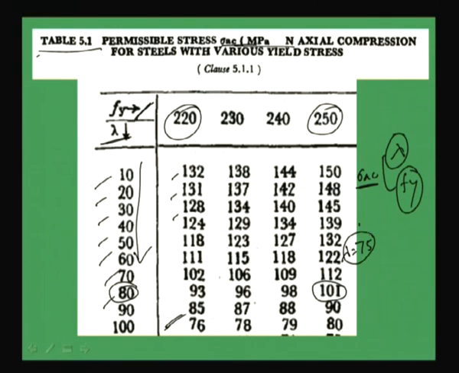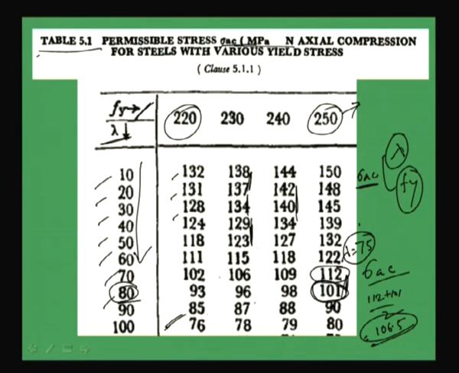And suppose for lambda equal to 75, slenderness ratio 75, what will be the sigma ac value, the allowable compressive stress for yield steel of 250? How do we find it then? That means for 80 it is 101, for 70 it is 112. So we can find the value from these two by the method of interpolation. That means for 75 it will simply become (112 plus 101) by 2, that means 106.5. Okay. So in this way the in-between values can be found by linear interpolation.